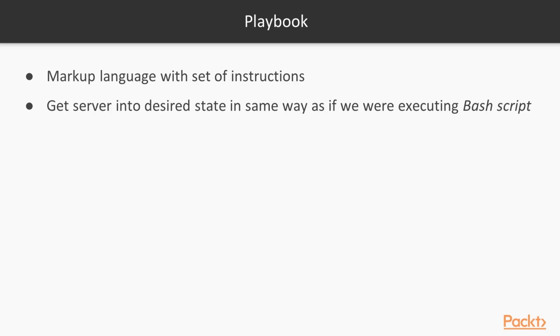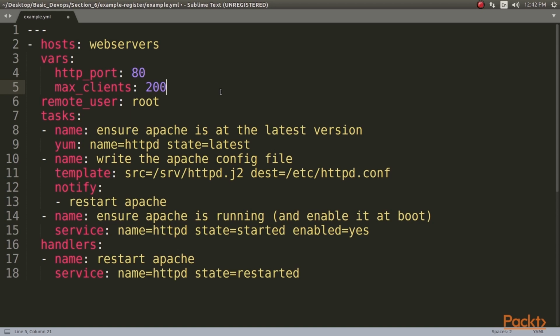A playbook is basically yet another markup language with a set of instructions to get the server into the desired state in the same way as if we were executing a bash script. A playbook looks like this. The file will make you understand how easy and straightforward it is to understand what the playbook is doing. As you can see, in the second line, we're specifying that we want to run this playbook in the hosts called web servers. This can be defined in the other part of Ansible, the inventory.